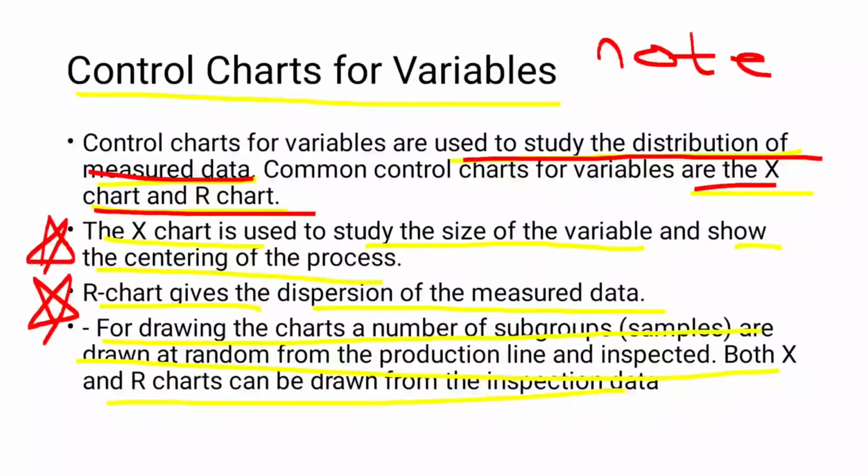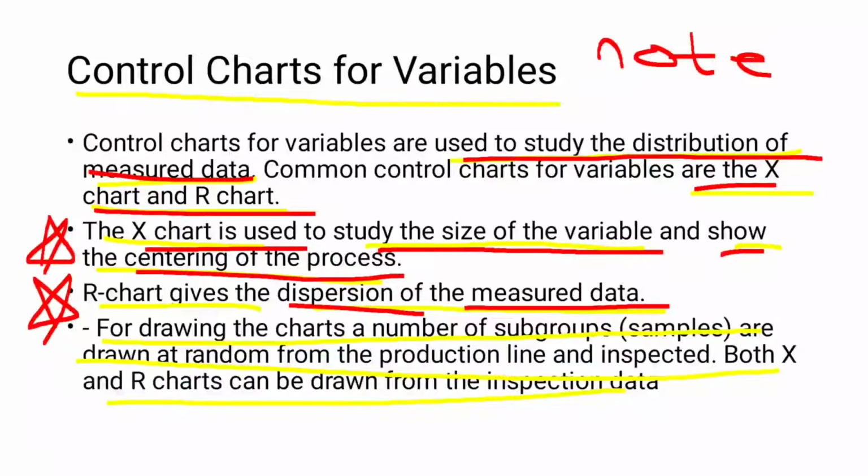What is given in the second point? The X chart is used to study the size of the variable and shows the centering of the process. The R chart gives the dispersion of the measured data. What does the R chart do? The R chart gives the dispersion of the data.